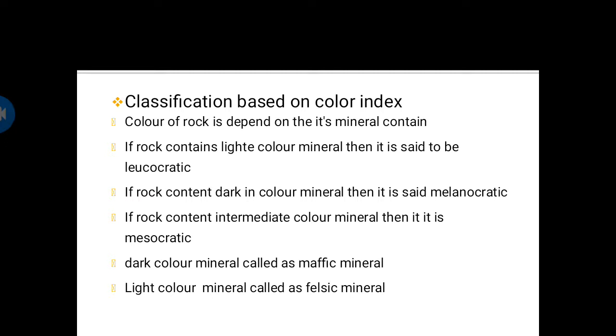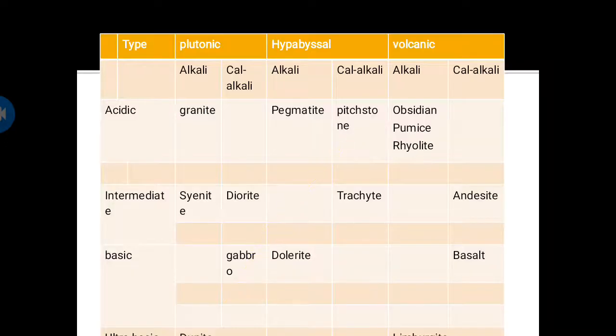intermediate color. Then again there are two types of classification, mafic minerals and felsic minerals. Dark color minerals like pyroxene and amphibole are called mafic minerals, and light color minerals like feldspars and quartz are called felsic minerals. These are the classifications based on the color index. Then next, see here the types: plutonic at depth of formation, hypabyssal at intermediate formation, and volcanic at surface formation. These are the three main types of formation.